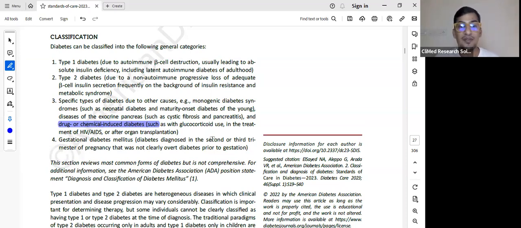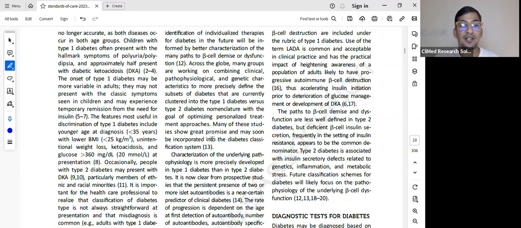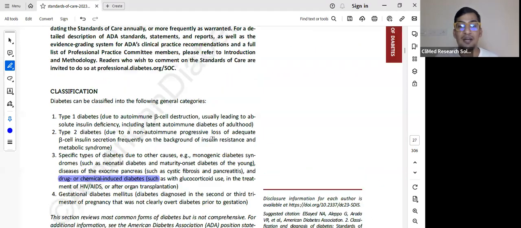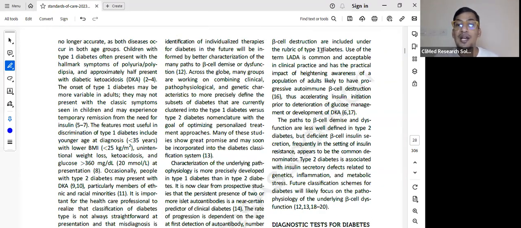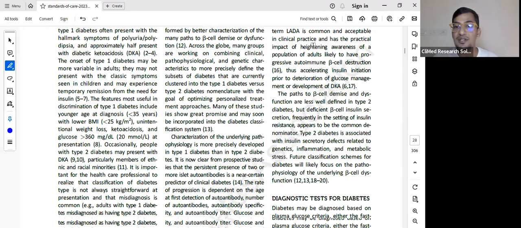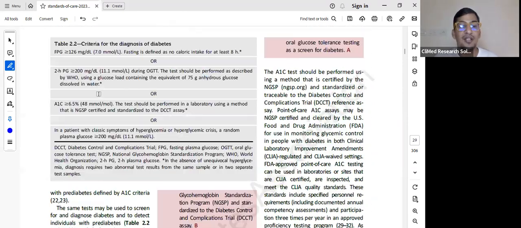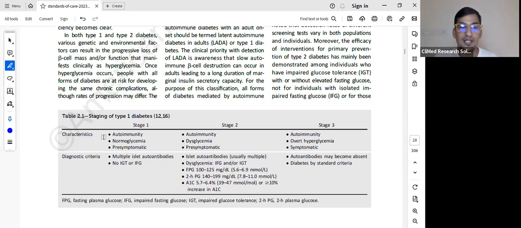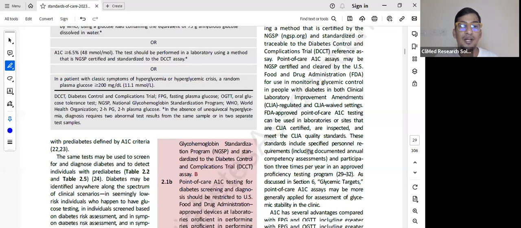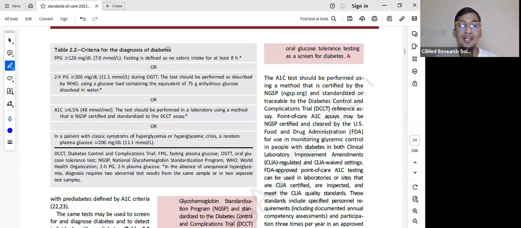Okay, and then they have clarified what diabetes 1 and diabetes 2 are, you can understand. And now the diagnostic tests for diabetes. Look at this. Here are the characteristics first of all, right? Characteristics for stage 1, stage 2 and stage 3 diabetes. And look at this criteria to diagnose diabetes. Here they have given criteria to diagnose diabetes.